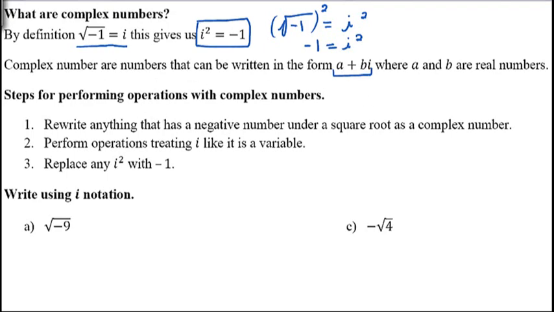When you're performing operations with complex numbers, you should rewrite anything that has a negative number under a square root as a complex number. Then perform operations treating i just like it's a variable, and then when you're done, replace i squared with -1.